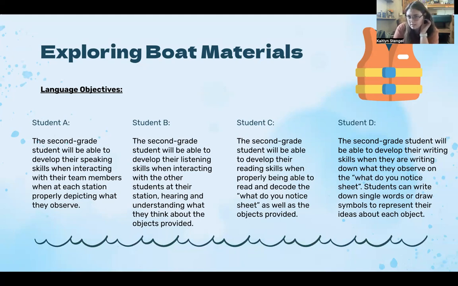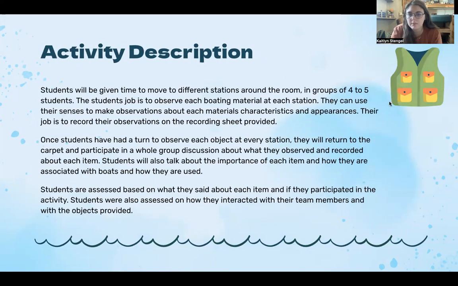Student C's is that the second grade student will be able to develop their reading skills by being able to read the "What do you notice?" sheet as well as the objects provided. And student D, the student will be able to develop their writing skills by writing down what they observe on the "What do you notice?" sheet. Students can write down symbols or single words to represent their ideas about each object. As long as they have something on their sheet, it's what they're supposed to be doing.